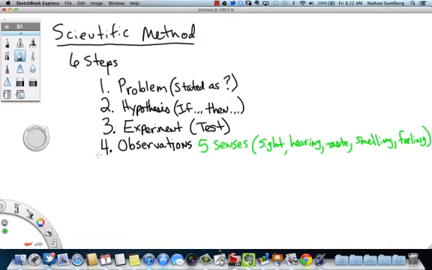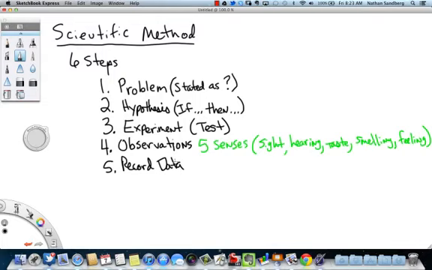Okay, those are the 5 senses that you are using in the scientific method. That's how you collect data. You see something, you are writing it down. That's data. You hear something, it's data. You taste something, that's data. You're learning something by seeing, hearing, tasting, smelling, and feeling. Which leads us into the 5th part of the scientific method, and that is record your data.